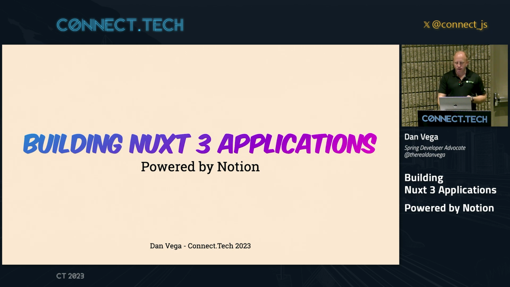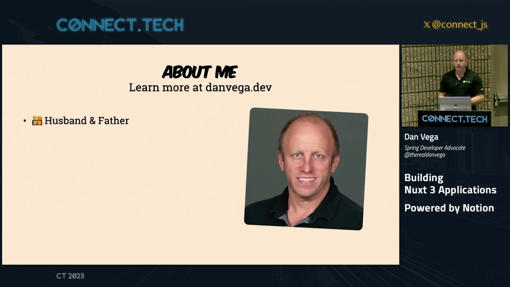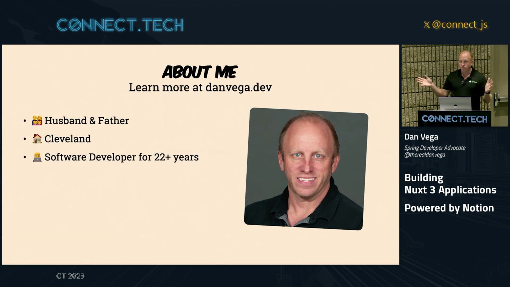My name is Dan Vega. If you don't know anything about me, you can head over to danvega.dev. I'm a husband and a father. They're actually going to be part of our story today. I'm going to tell a little story about how I got into putting these two technologies together. We live outside of Cleveland, Ohio. I have been a software developer for over 22 years, and I hate putting that on slides because it makes me feel a little bit old.